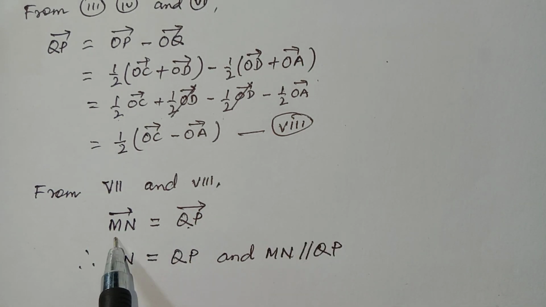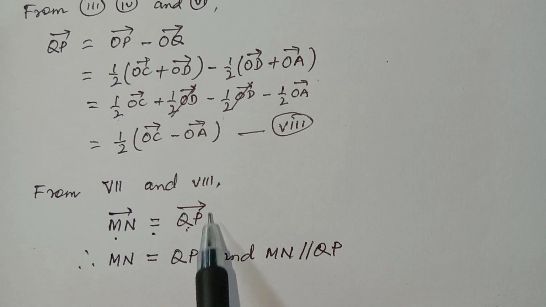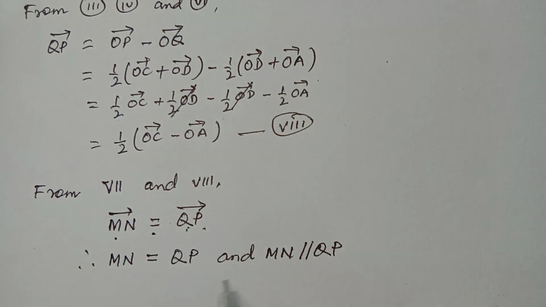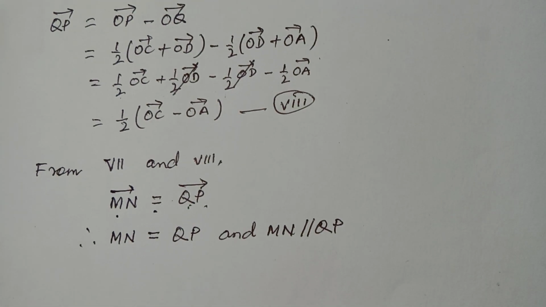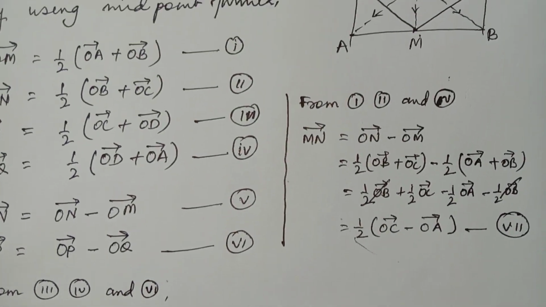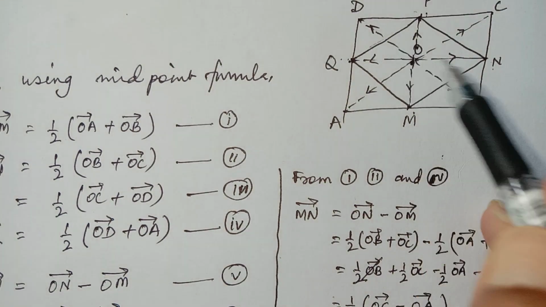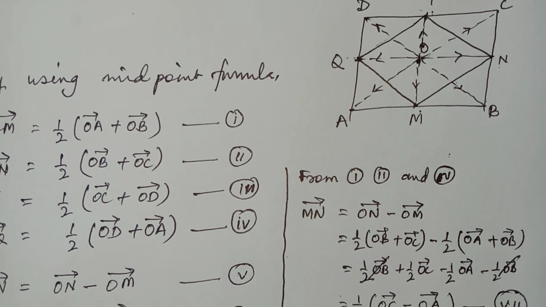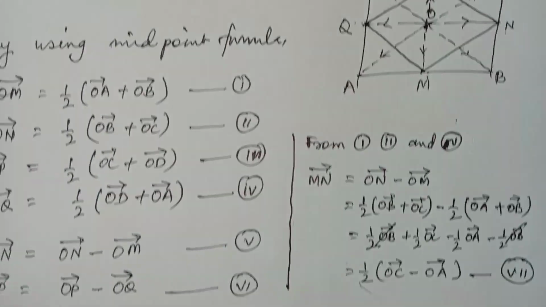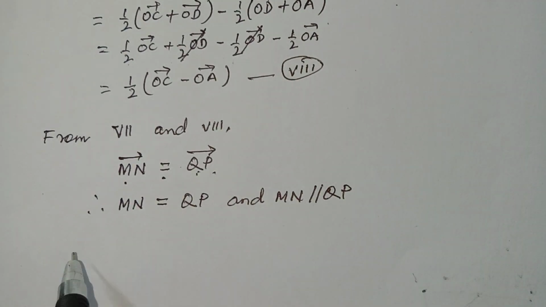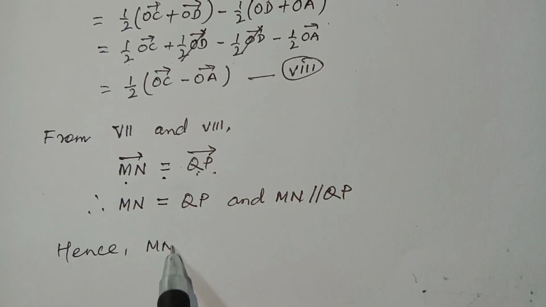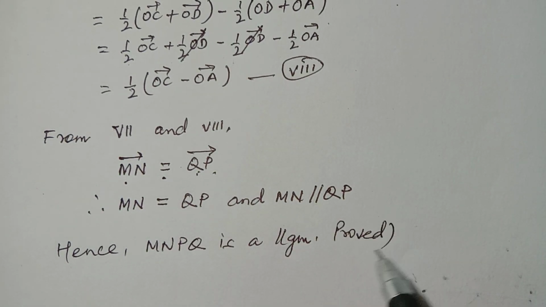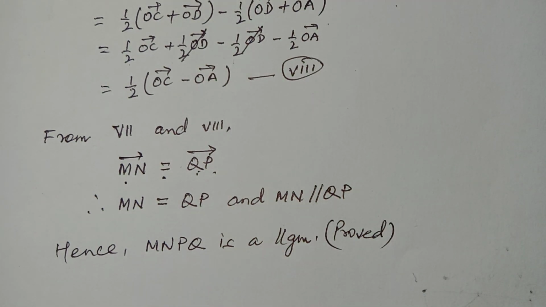Here we can see that vector A equals m times vector B, where m is a scalar. So we can say MN equals 1 times vector QP. So these are equal and parallel vectors. Hence, if the opposite sides of a quadrilateral are equal and parallel, then the quadrilateral is a parallelogram. So MNPQ is a parallelogram. This is proved.